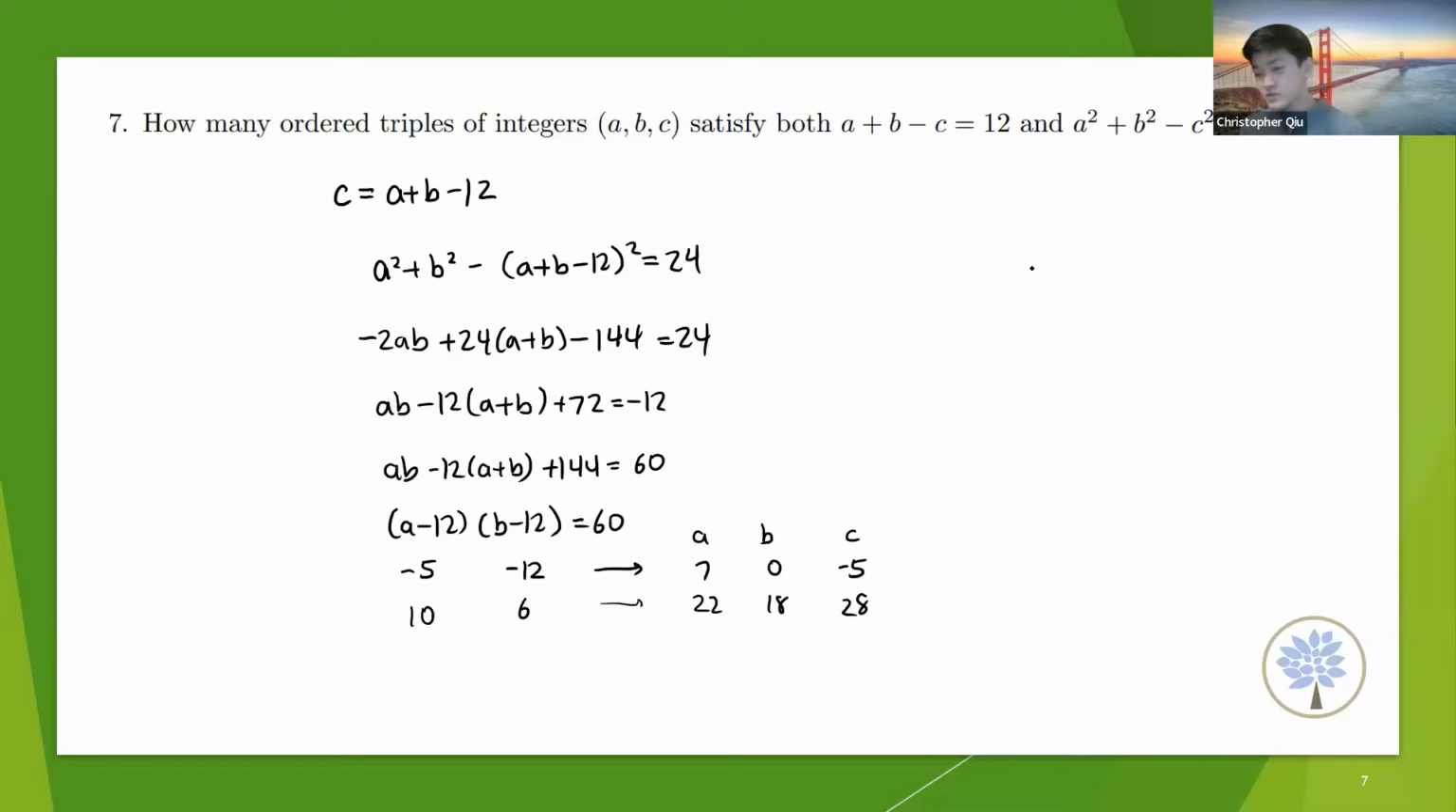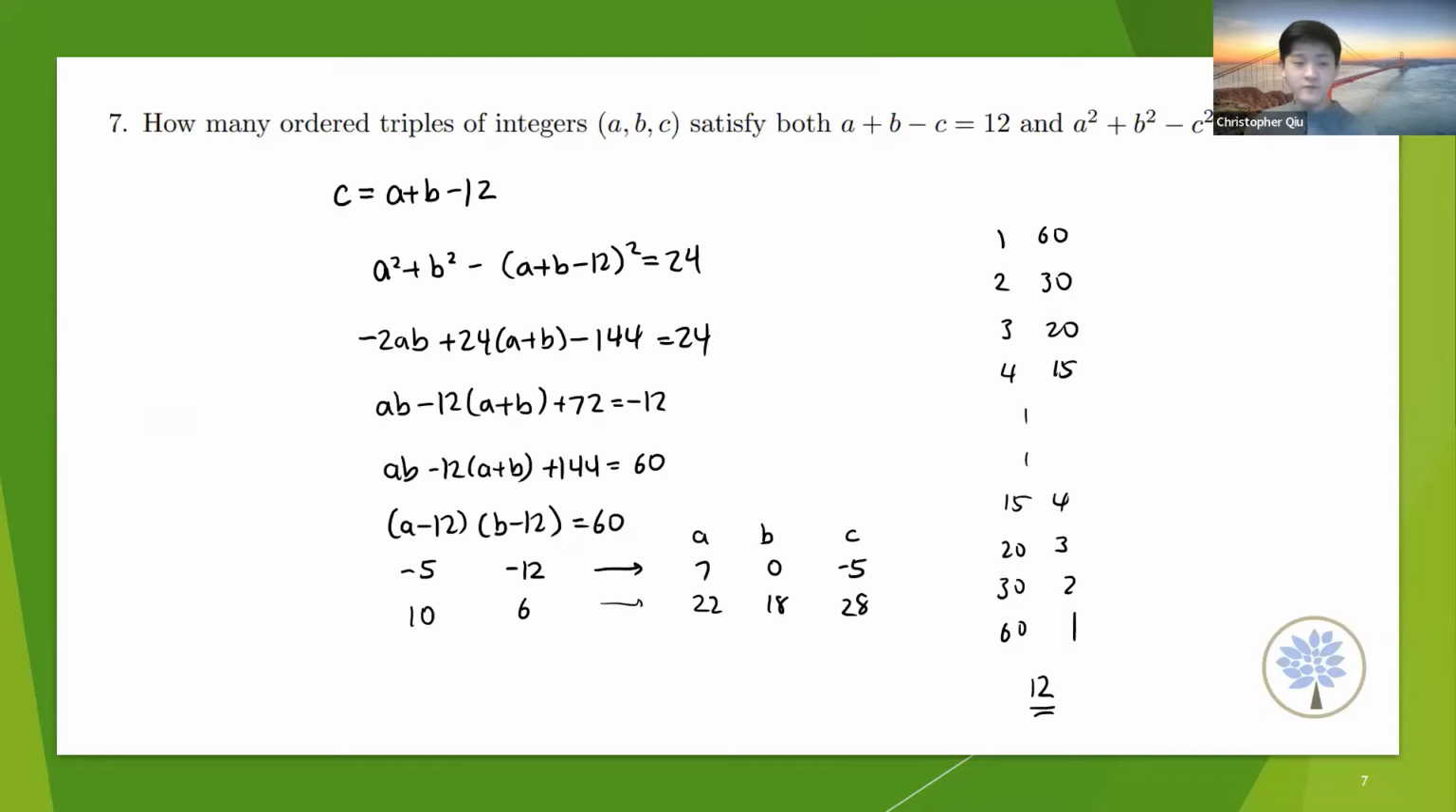So if both a minus 12 and b minus 12 are positive, then we can list all of the possibilities: 1 and 60, 2 and 30, 3 and 20, 4 and 15, and so on until 15 and 4, 20 and 3, 30 and 2, and 60 and 1. And we can see that the number of ordered pairs in this case is exactly equal to the number of positive integer divisors of 60. And we know that there are 12 of them. So there are 12 in this case.